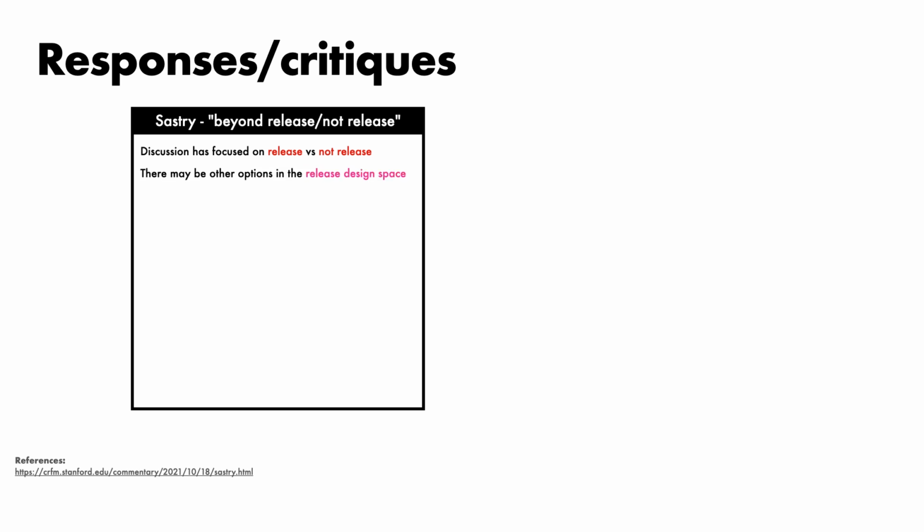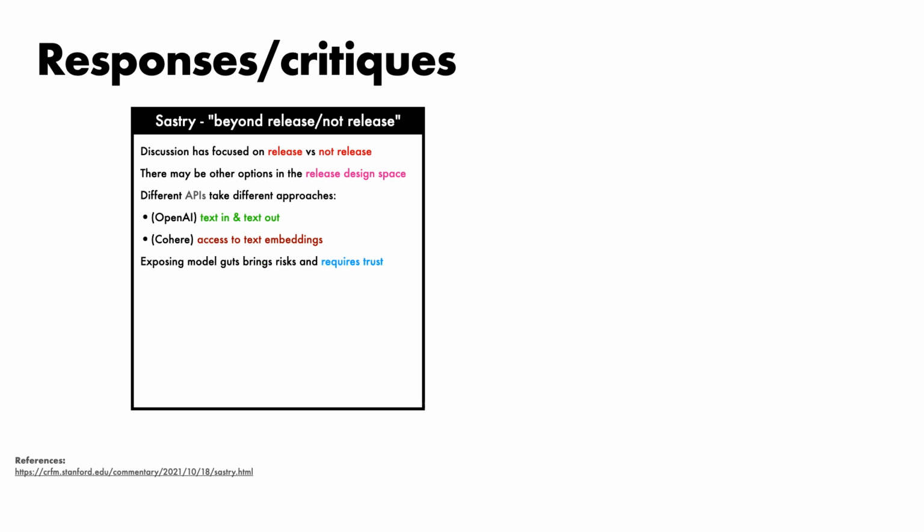However, there may be many other options in the release design space. Different APIs, at the time of writing, already take different approaches. For example, some, such as OpenAI, allow text-in, text-out access, while others, such as Cohere, provide access to text embeddings. Exposing more of the guts of the model may enable more use cases, but also brings risks and requires that the user be trusted, not least to prevent model stealing attacks, which could entirely defeat the purpose of constraining access.